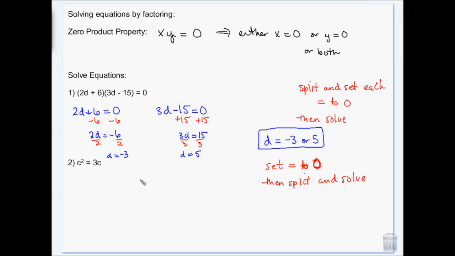Sometimes they're not equal to 0 yet, so I had to make it equal to 0. To make this equal to 0, I can subtract 3c from both sides. So I get c squared minus 3c equals 0. Can we go back over this on Wednesday? Yeah. I set it equal to 0, so now I have to factor it. Oops, I forgot to write that in there. I'm sorry.